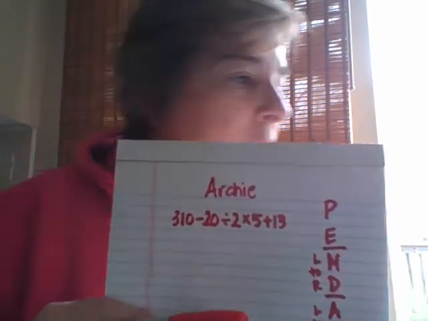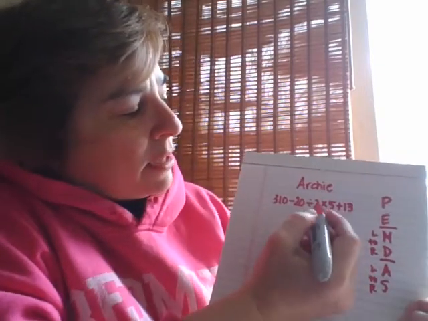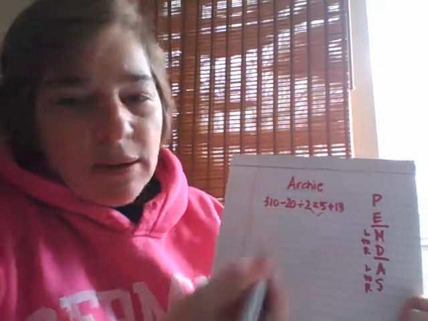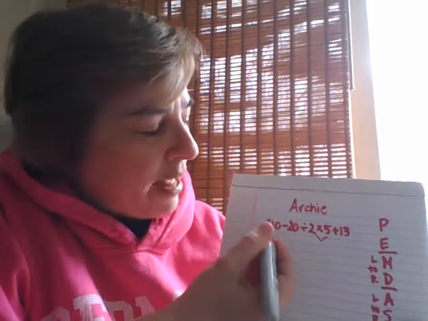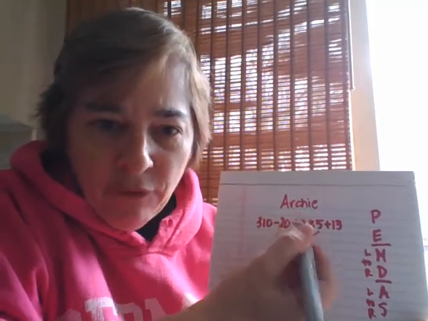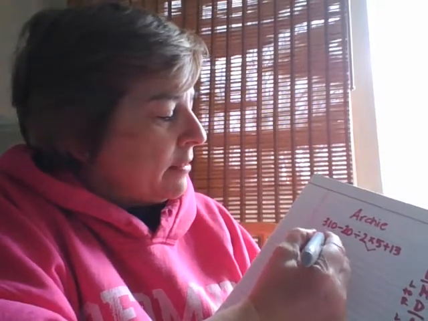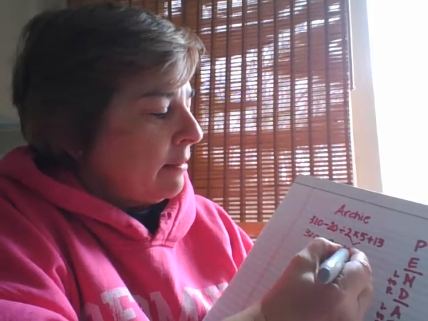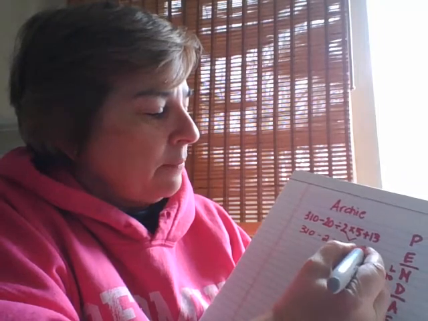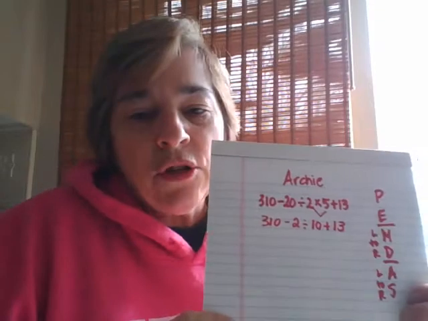But what Archie does is Archie actually multiplies first. I'm just taking a look at the problem. So what he does is he does this, but he shouldn't have. He should have divided first, because that's the first one that comes first when you're going from left to right. And so what he gets is 310 minus 20 divided by 10 plus 13. Okay, so he actually makes another mistake too.